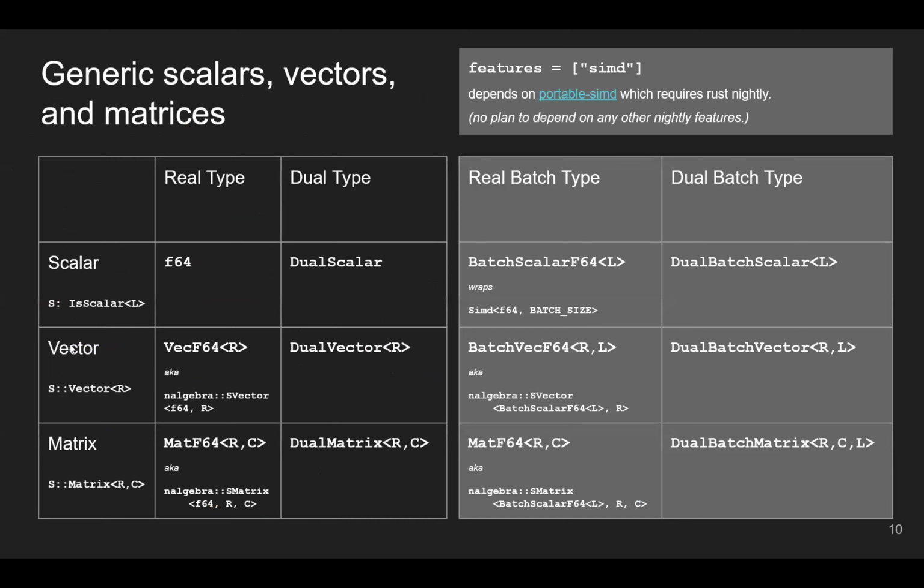So this is just an overview of the different types, like scalar, vector, matrix, real type, dual type. And if we put in the SIMD feature, which is currently just nightly, we also get all the batch types as well.